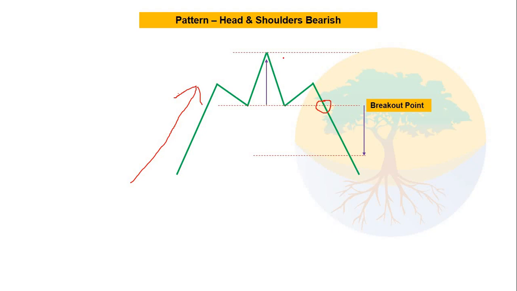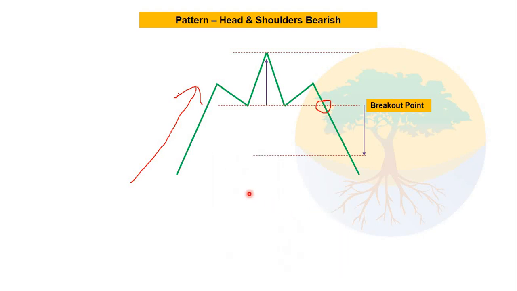So to get the projection, you would take the distance from the apex to the neckline, then you project it going downwards. That's where you would have your point whereby you might disinvest or sell part of the investment that you are holding.